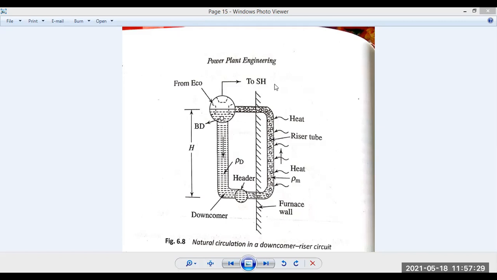The height determines the movement of the fluid inside the furnace, and the header is where it is being connected.